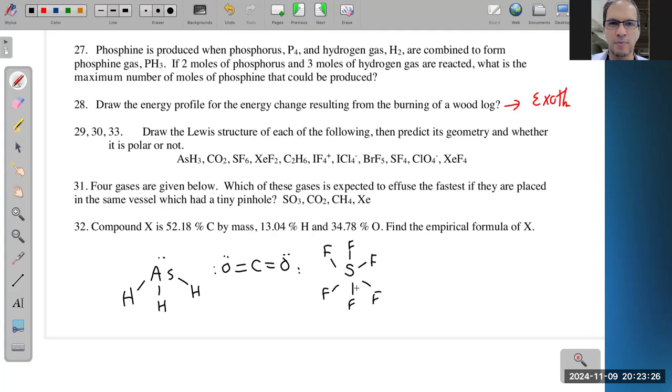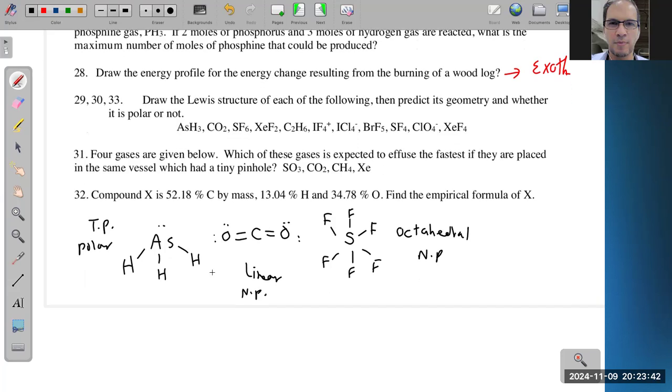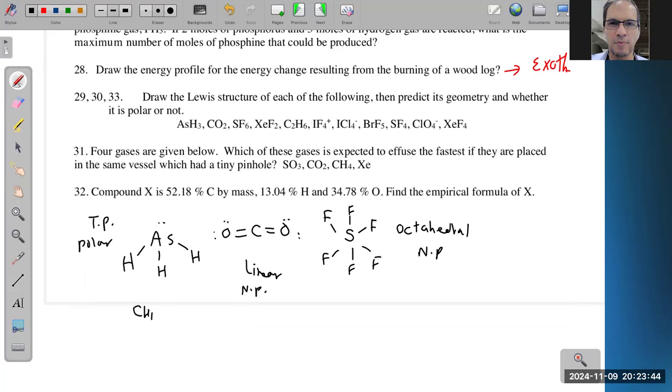He's asking also about the geometry. So this one is linear, and this is non-polar for sure. This is trigonal pyramidal, and this is polar. That one is octahedral, and it is non-polar. Also CH4 is tetrahedral, and it is non-polar.